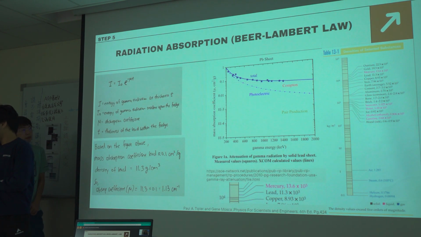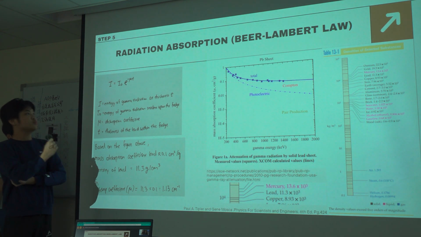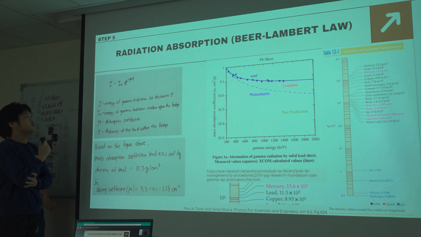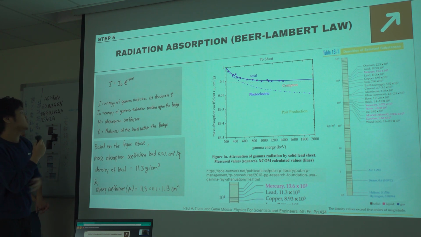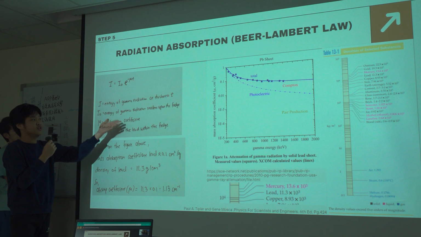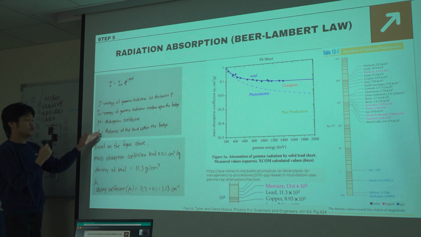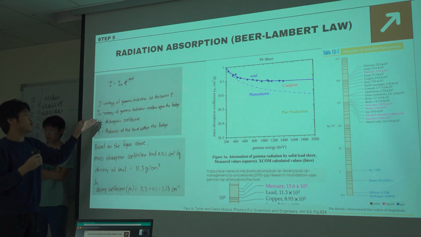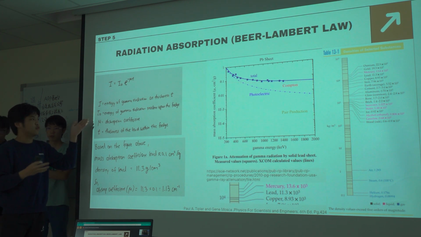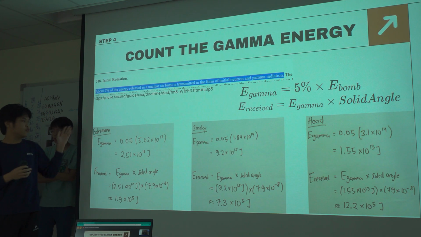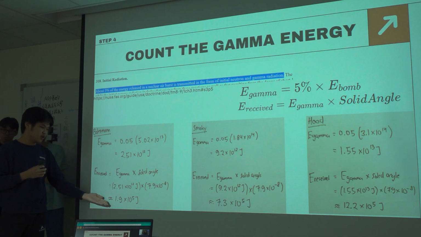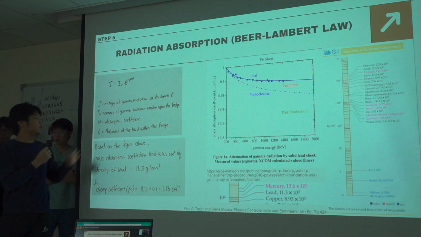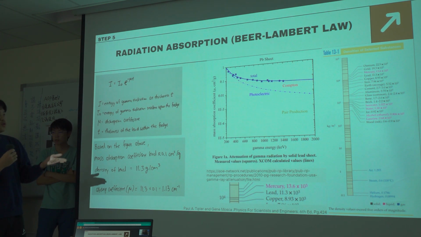What's next? Now the radiation absorption. This is the formula: I equals I naught e to the minus mu t, where I is the energy of gamma radiation at thickness t, t is the thickness we need to find, and I naught is the energy of gamma radiation at the fridge. So it's based on the bomb. Can you go back a bit? For example, for Boltzmann, the I naught is 1.9 something here. And how about the mu? Mu is because we're using a lead-lined fridge.